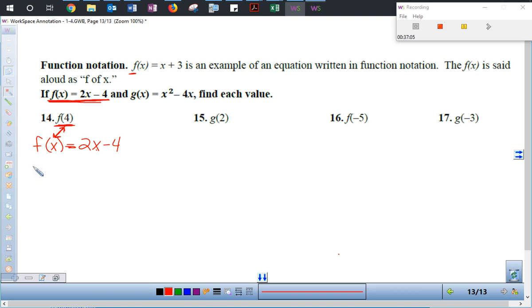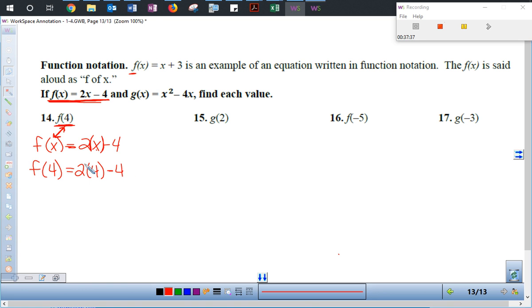So f of 4 equals, and this is really important, wherever you substitute in a number, you need to put parentheses around it. So here, I have 2 times x minus 4. Since I'm putting in a 4 for x, wherever I see an x, I need to put parentheses around it before I put in that 4. So instead of 2x minus 4, I'll have 2 times 4 minus 4.